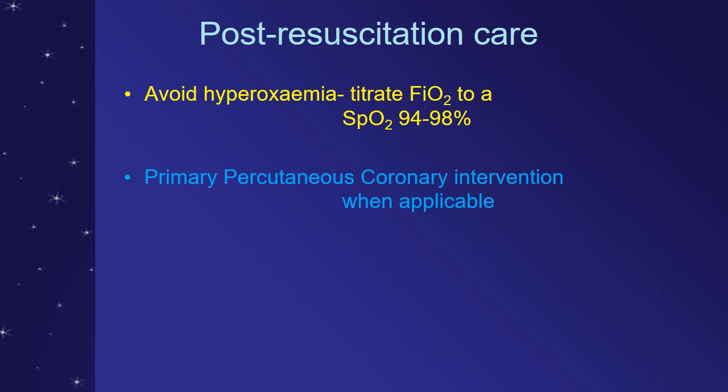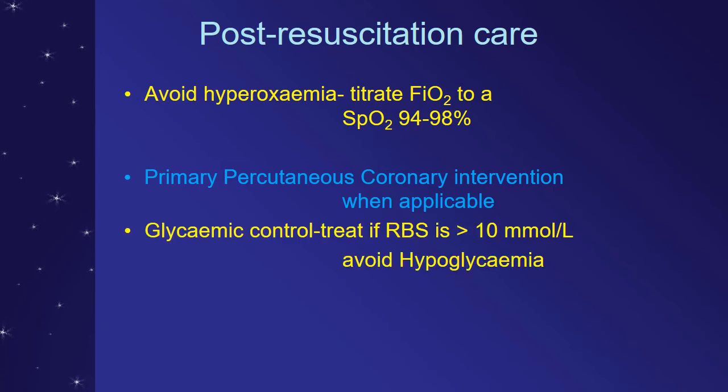A patient who has had a cardiac arrest due to a heart attack, acute coronary syndrome, will need coronary intervention. So primary percutaneous coronary intervention should be done when applicable. You have to maintain glycemic control. So treat if the random blood sugar is more than 10 millimoles per liter, and you have to avoid hypoglycemia and hyperglycemia both. Some patients will benefit from therapeutic hypothermia, because when you bring the temperature of the body down, the oxygen requirement of the heart and the brain and the rest of the organs will also come down.